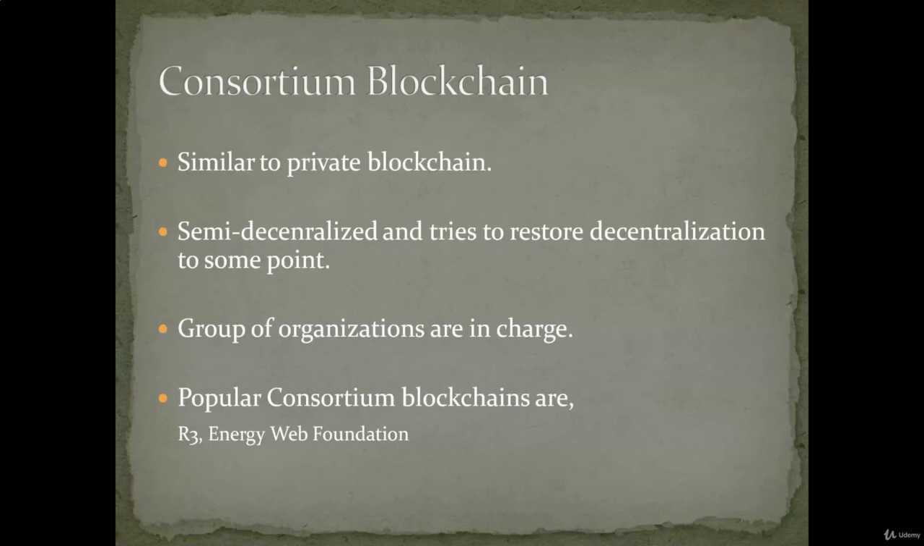So next is consortium blockchain. This type of blockchain is semi-decentralized and tries to restore decentralization to some point that was lost completely in private blockchains. So here in a consortium blockchain, instead of one centralized controlling authority, we have a group of organizations that are in charge. It means there are more than one controlling authorities. They can be considered as the network or nodes of a consortium blockchain. Popular consortium blockchains are R3 and Energy Web Foundation.